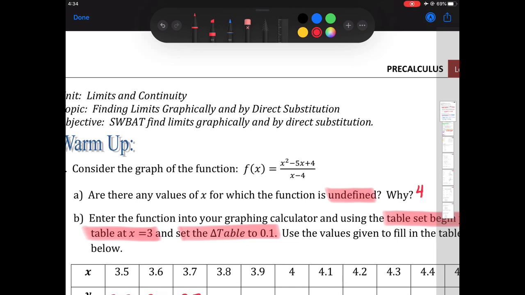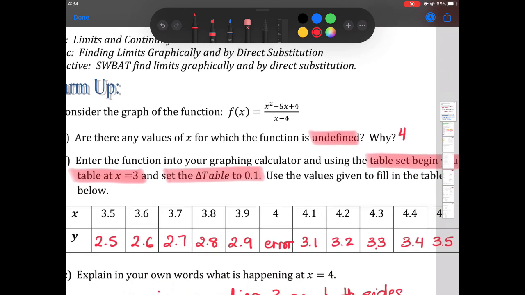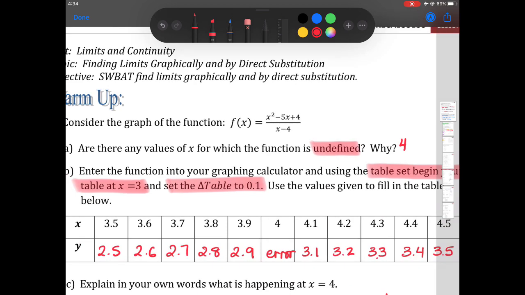Okay, so now it says enter the function into the table, and you have to change your table settings. Start the table at 3 and change the table setting to 0.1. Do that and you will get this table. I already filled in the values. What's happening? Look at 4. At 4 you do see that it is an error, right? That's how you know it is undefined. You can literally look at the table, or you can set your denominator equal to 0 and solve. So that's what it is saying, and now all you have to do is fill out the table.